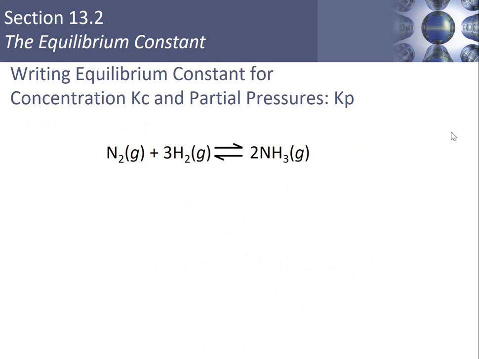Let's write the Kc and Kp expressions for the Haber process here. Nitrogen gas plus hydrogen gas making ammonia. Take a second and write the Kc expression for this reaction.